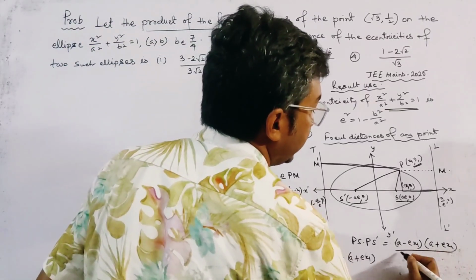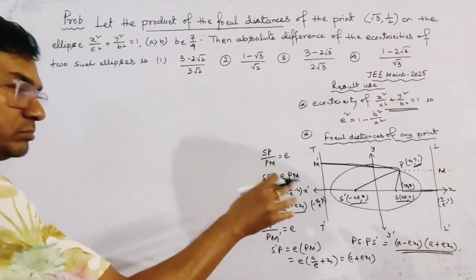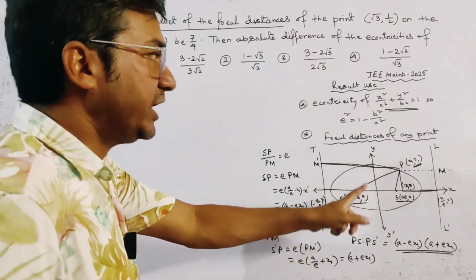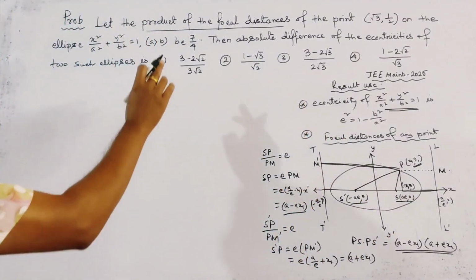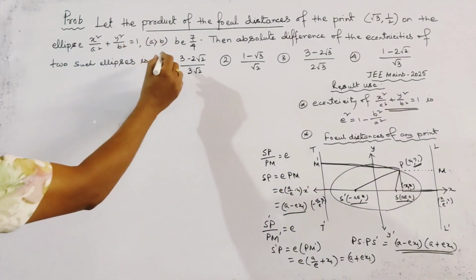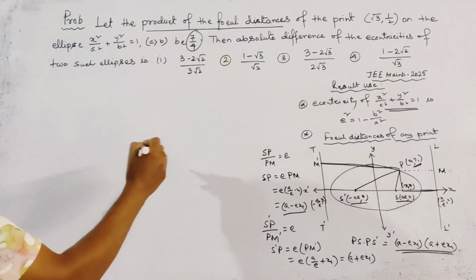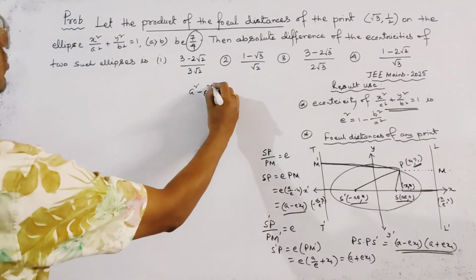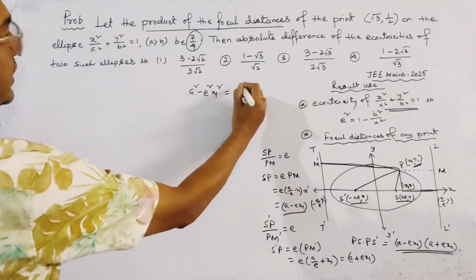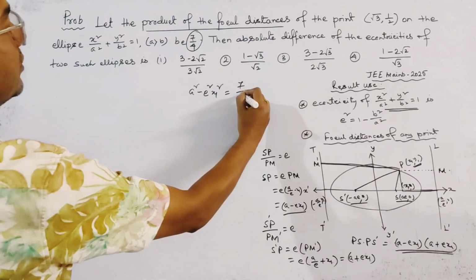This is a very important expression of ellipse. This is the product of focal distances. Now we directly write here that the product of focal distances is 7/4, so we get a square minus e square x1 square, this is equal to 7/4.